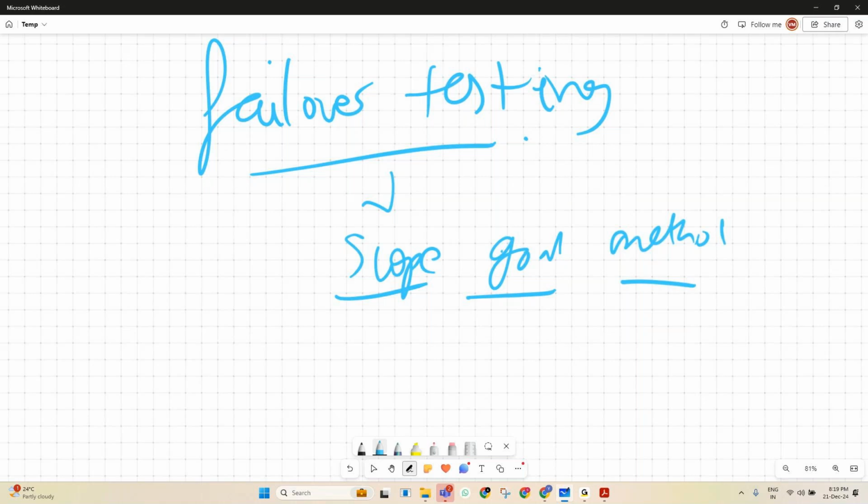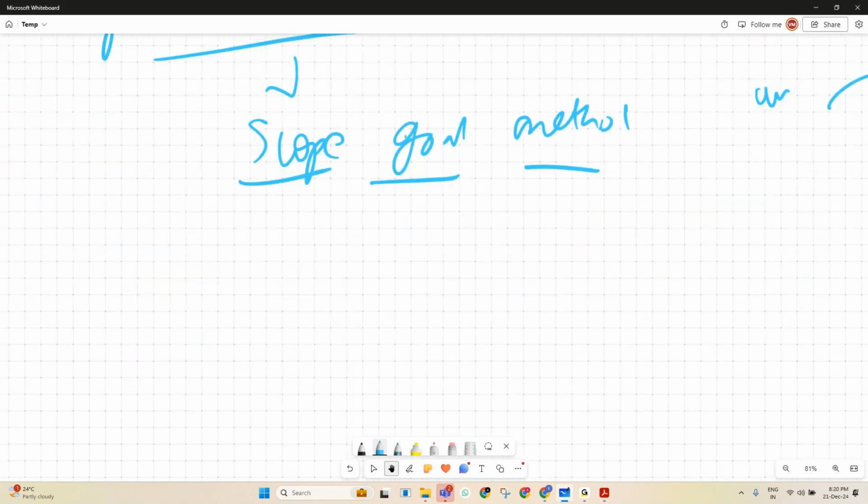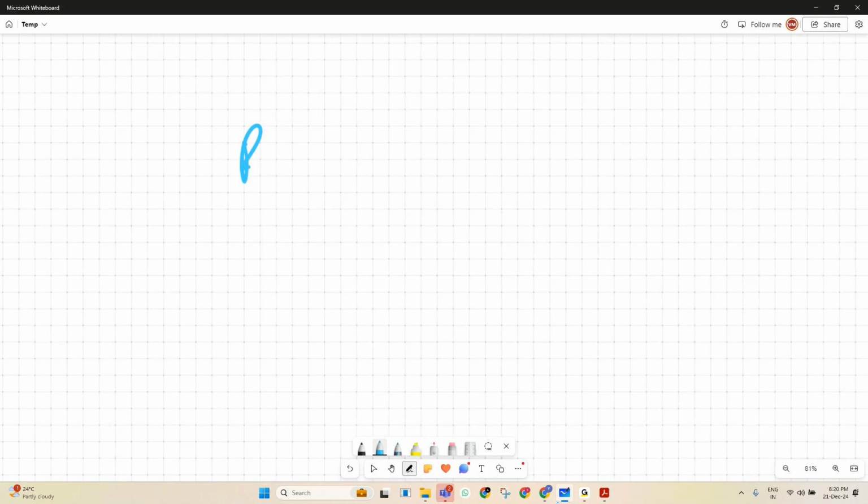Okay, so for example, the objective of failover testing is to ensure, I can use a keyword, high availability and also reliability, by validating the system's ability to transition from the workload to backup systems. Are you getting my point? So here what we are testing is, whatever backup systems are there, how well my system switches to that. Is that part clear?